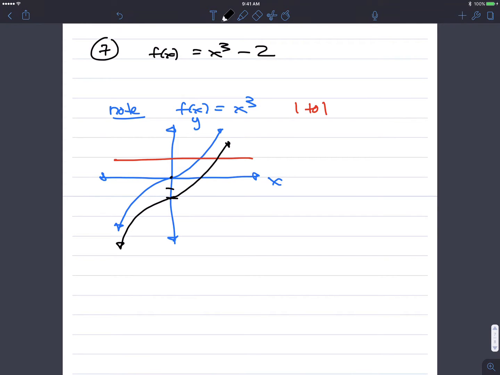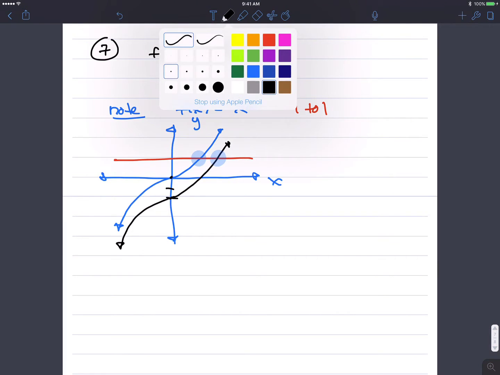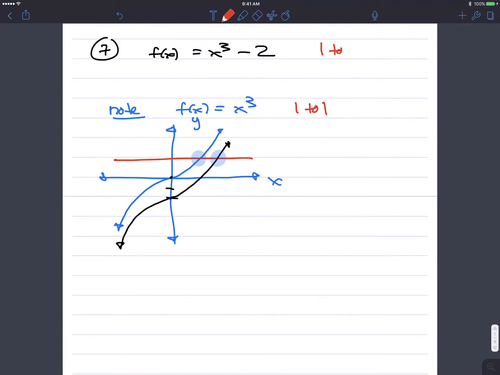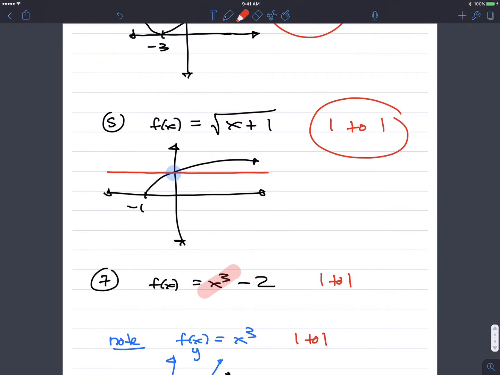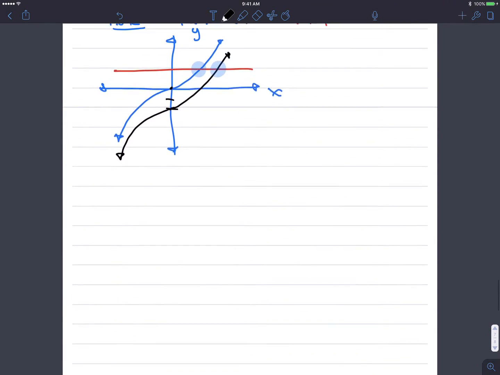Is this 1 to 1? Well, how do we know? Do you hit the curve in only one spot? Yes. So this curve also is 1 to 1. So essentially, if you know something about the x cubed curve, or if you know something about the radical, you can say whether it's 1 to 1 or not. Okay? You guys okay with that? So know these particular curves so you can answer 1 to 1 questions.